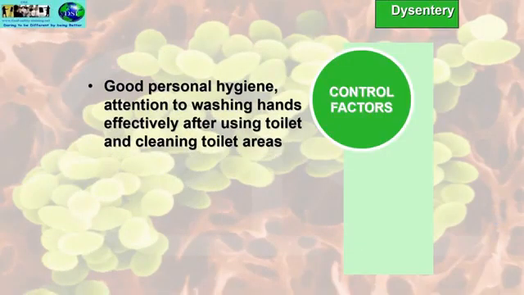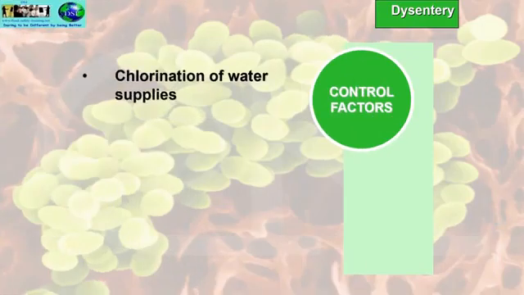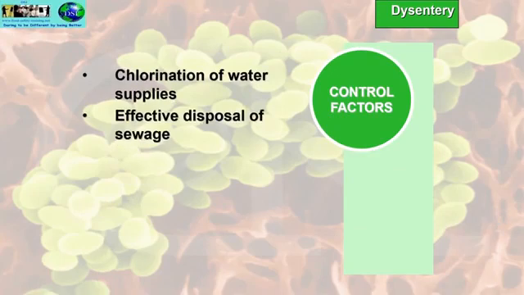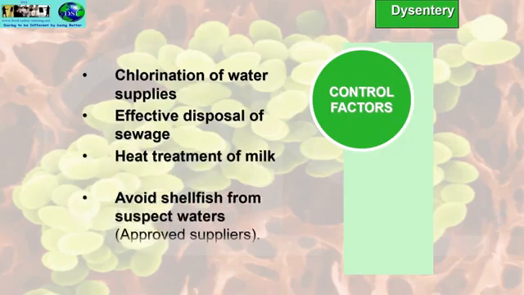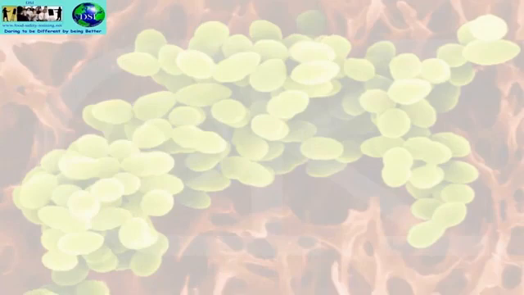Control factors: good personal hygiene, especially attention to washing hands effectively after using the toilet and cleaning toilet areas. General cleaning and disinfection, and exclusion of carriers from the workplace. Chlorination of water supplies is another control factor, as is effective disposal of sewage. Also heat treatment of milk, and avoid shellfish from suspect waters. Use approved reputable suppliers.